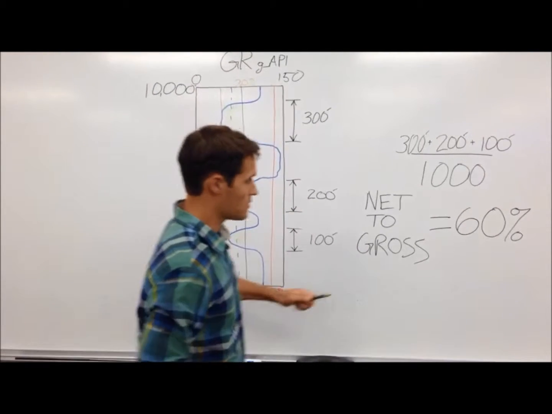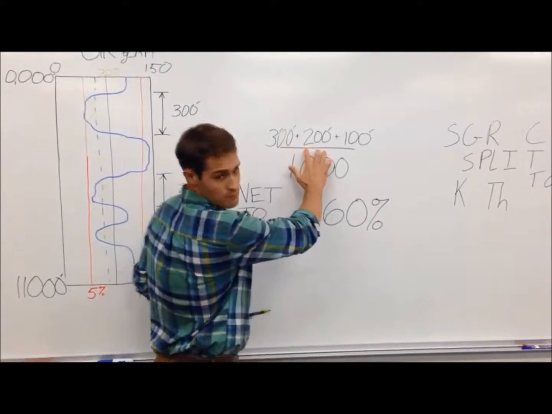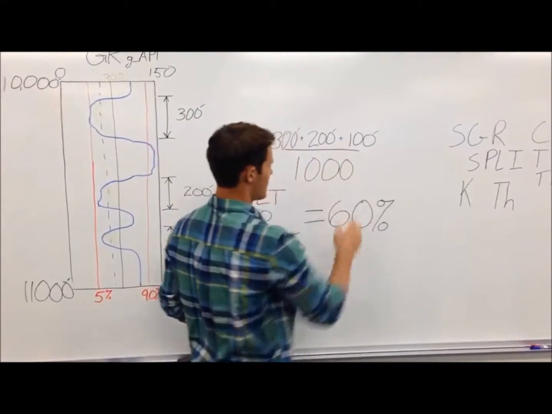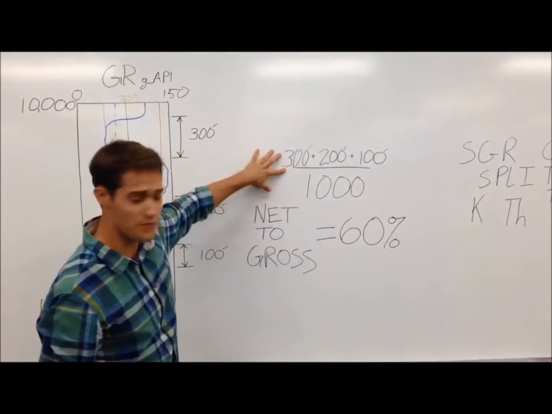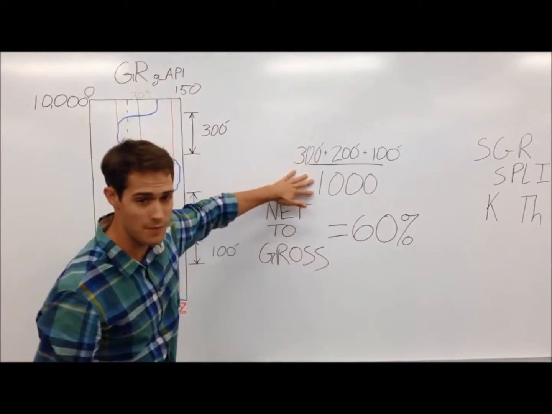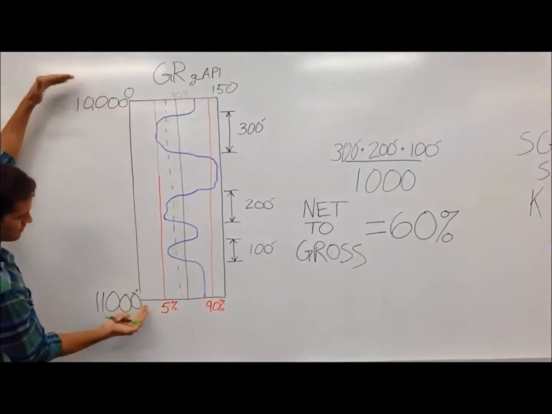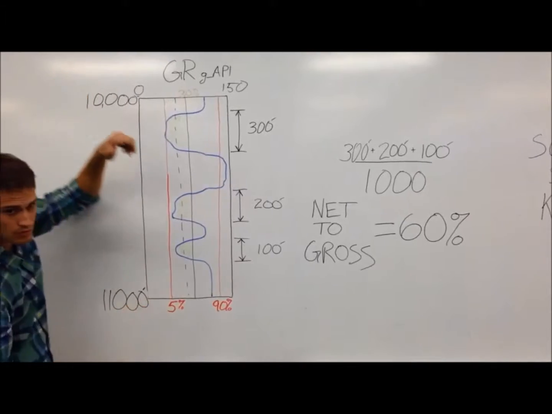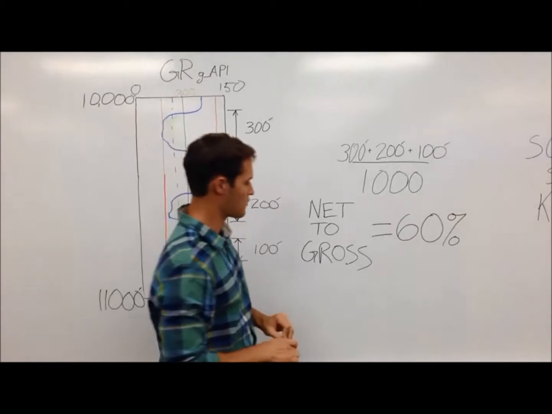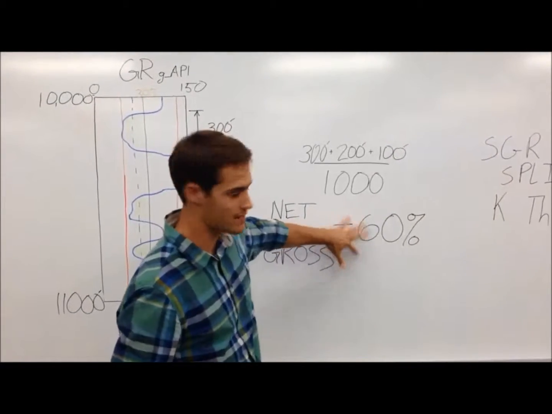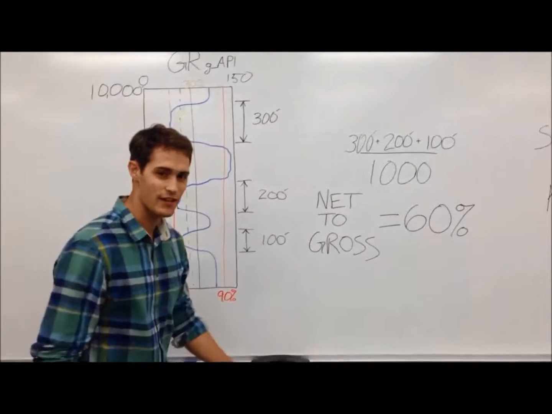So basically what I'm going to do is I'm going to take each zone, I'm going to add it up, and I'm going to get 600 feet total. Then I'm going to divide by my total length of my zone, which is 1,000 feet. And we're going to go ahead and get 60% net to gross. And that is how you calculate net to gross.